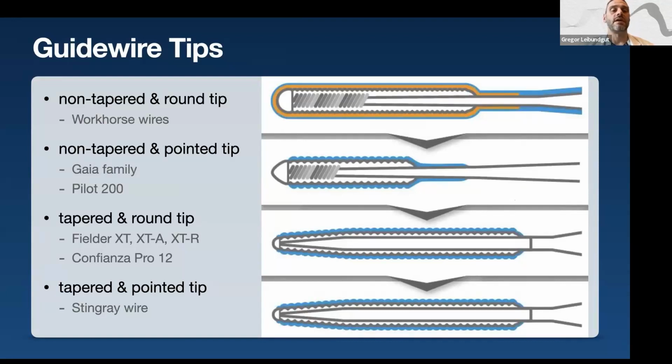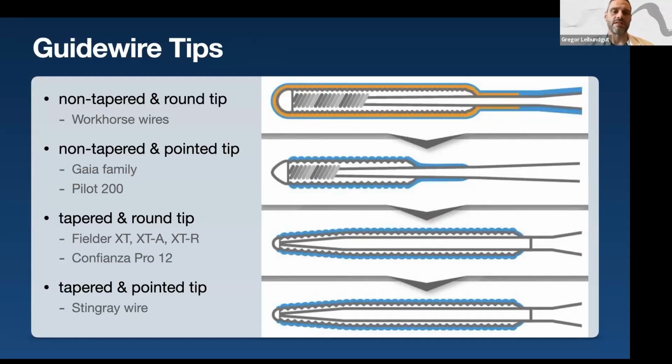We have tapered pointy tips on the Gaia family very much, but also a little bit on the Pilot. We have tapered round tips on Fielder XTI and XTR, as well as the penetration wires. And we have tapered pointed tip, like the Stingray, which is almost like a needle. And almost like the analogy with high heels.